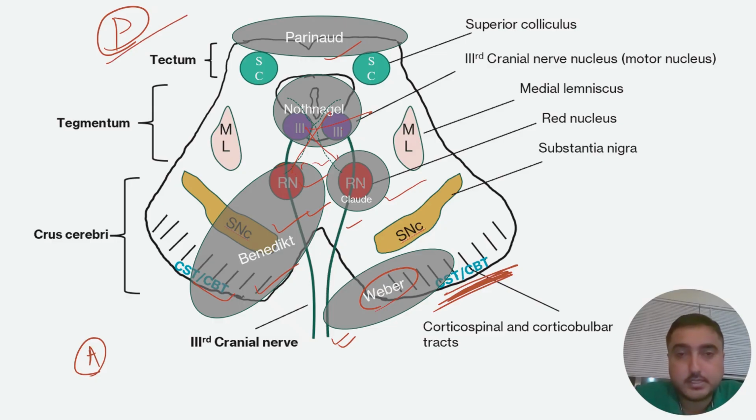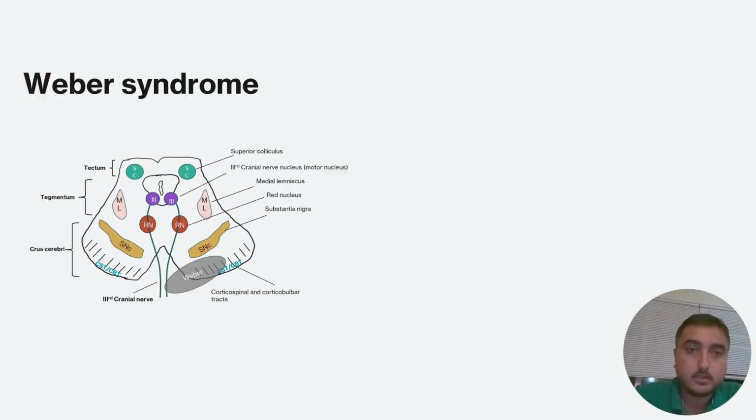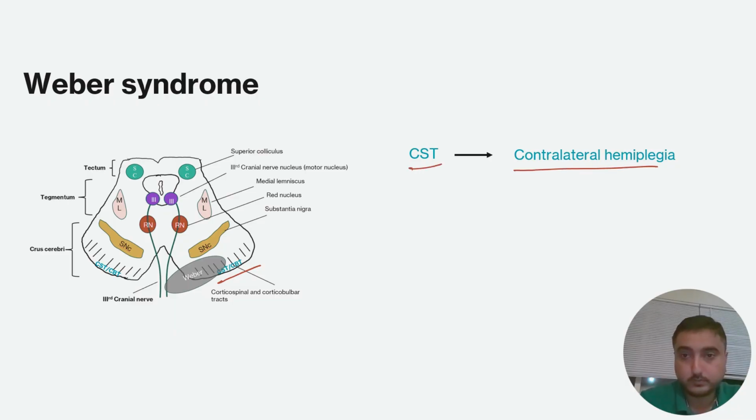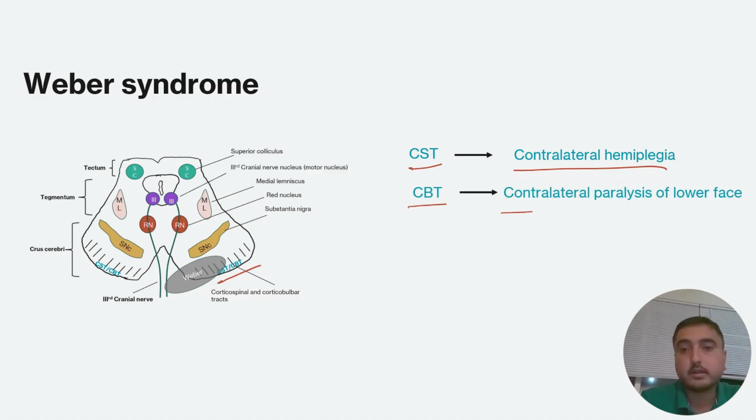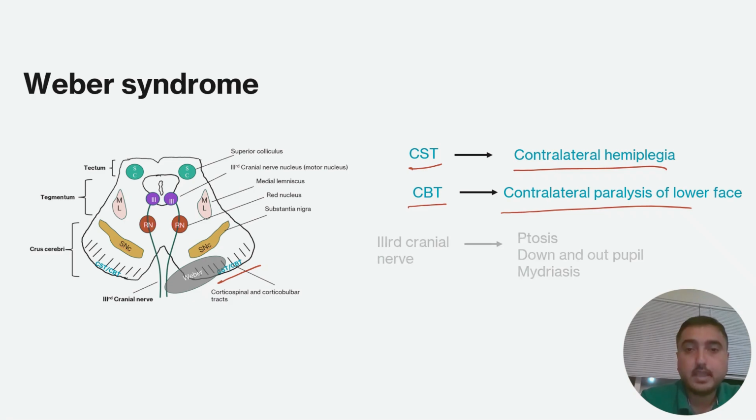Now let's discuss each syndrome one by one. So in Weber syndrome, since the lesion is on the anterior side, we have the involvement of the corticospinal tract leading to contralateral hemiplegia. Then we have the involvement of the corticobulbar tract leading to contralateral paralysis of the lower face. And we have the involvement of the third cranial nerve, which leads to three things.